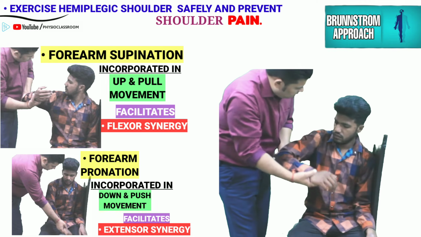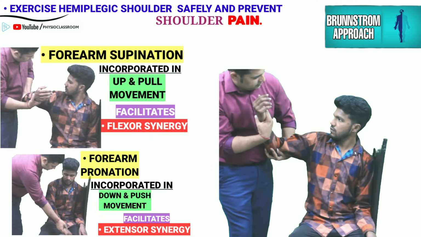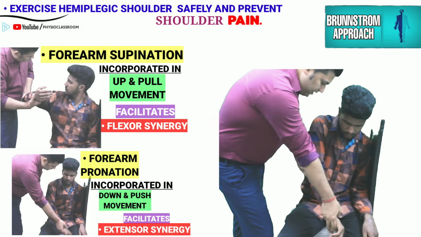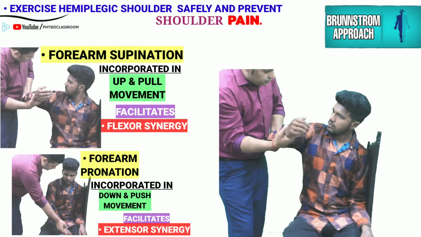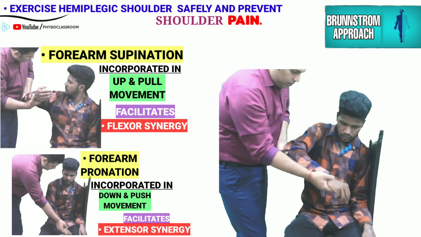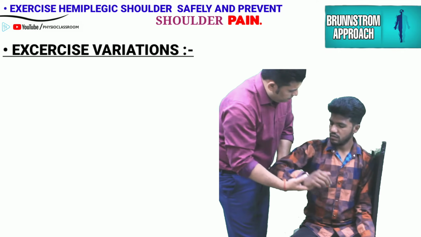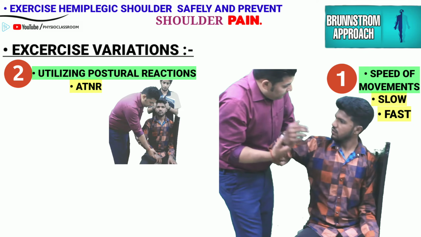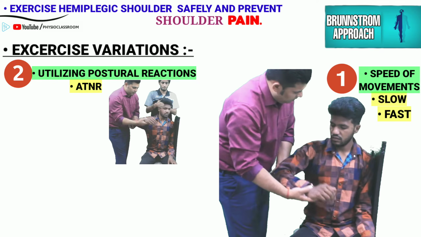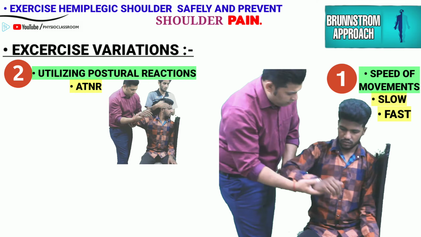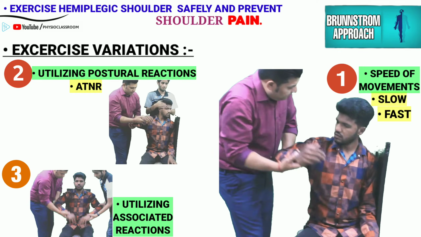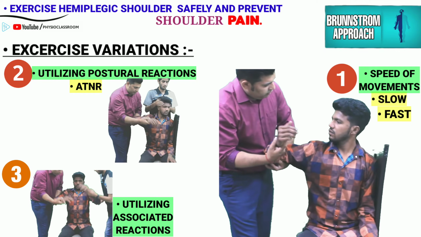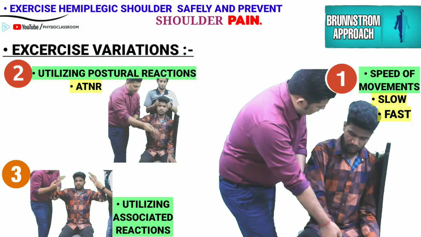The push and down movements are intended to facilitate the upper limb extensor synergy, and the pull and up movements are intended to facilitate the upper limb flexor synergy. The exercise can be varied by altering the speed of movement, by utilizing the postural reactions such as ATNR during the performance of the exercise, and also by using associated reactions to facilitate movements on the involved side.